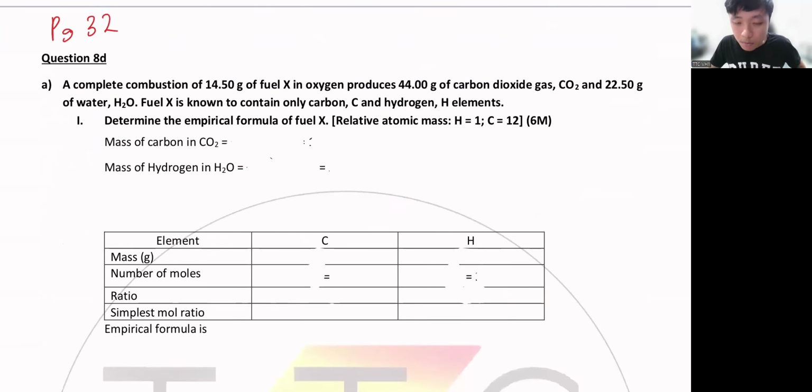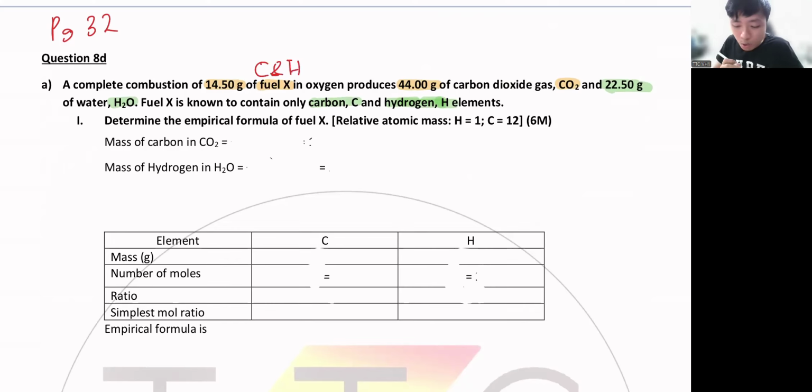Okay, so page 32, now they ask this one, a bit of a tricky question, very tricky. So in this case, you got 14.50 gram of fuel X, then you got 44 gram of carbon dioxide gas, which is CO2, then you got 22.5 gram of water, H2O. Then they say fuel X contains carbon and hydrogen elements.